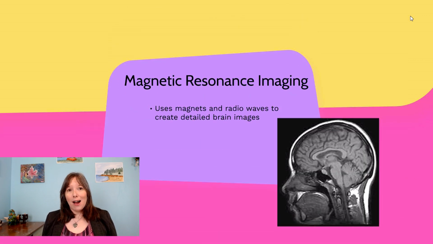Then we have MRI, also known as magnetic resonance imaging. And so this uses magnets and radio waves to create a very detailed image of the brain. This is one of the most detailed structural images of the brain. It doesn't show brain activity, but it does show structures. And we can see here, we can see the limbic system, we can see the brainstem, we can see the sulci and gyri of the cerebrum. It's becoming a lot more advanced.